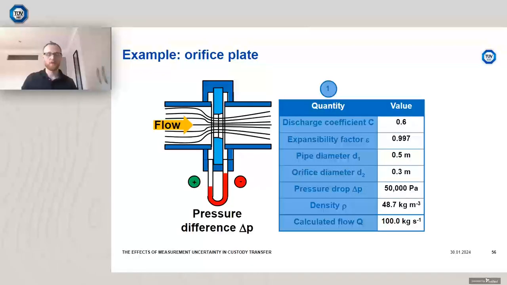If we take all the values in the equation and assign them a value, we can calculate a flow rate based on that. Based on all those values, the calculated flow rate is 100 kilograms per second using the equation on the page before.